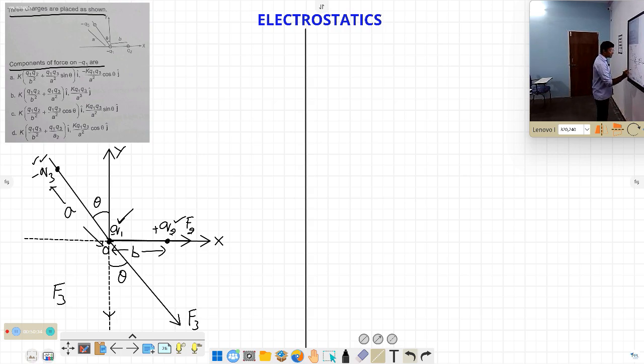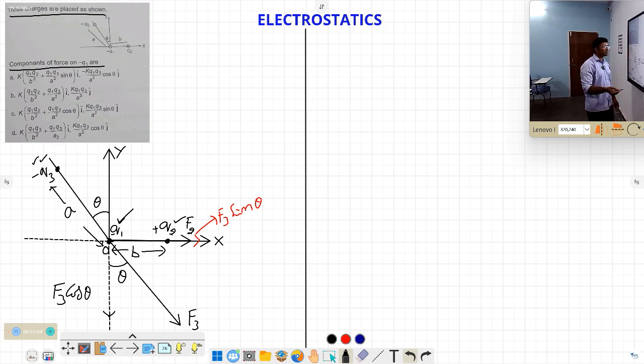That is equal to F3 cos theta. You are going to get one component. The other component you are going to get in the direction of the x-axis. This is the way we are going to get one more component. That component is equal to F3 sine theta. These are the two components we have for F3. Next, F2 anyway is along the x-axis. Now are any other forces acting along the y-axis? No. Now you come across here. So force acting on which one? Force acting on minus Q1.